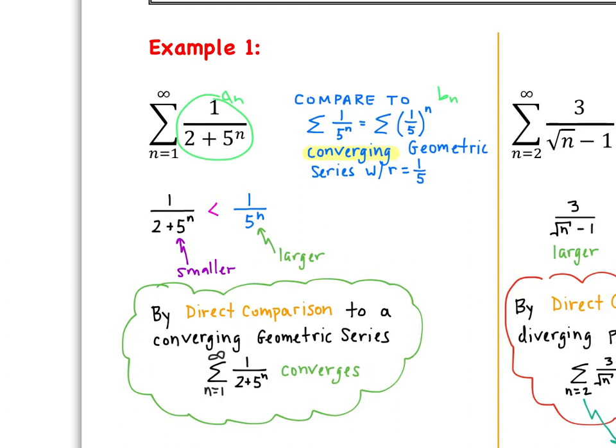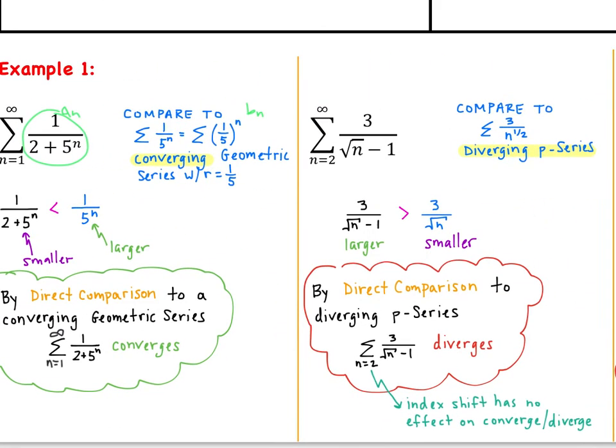And that's all we really need to do. We need to show that the sequence is either bigger or smaller than the comparison, and then depending on what the comparison does, we can make our conclusion. So let's take a look at this next example.